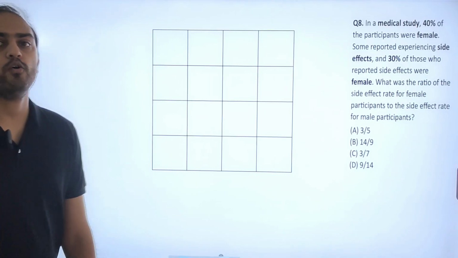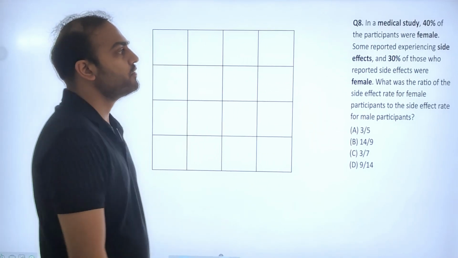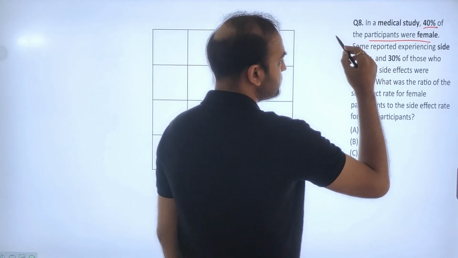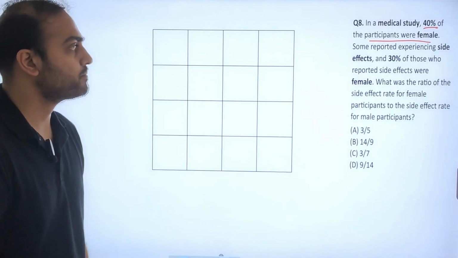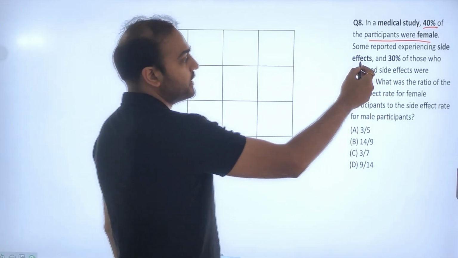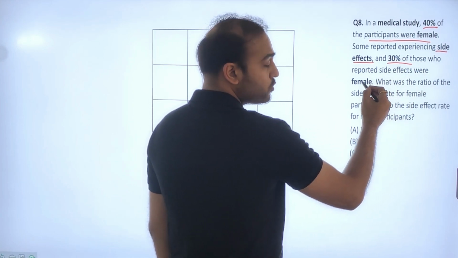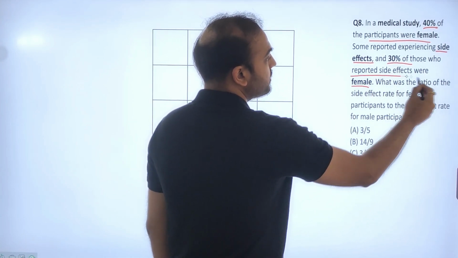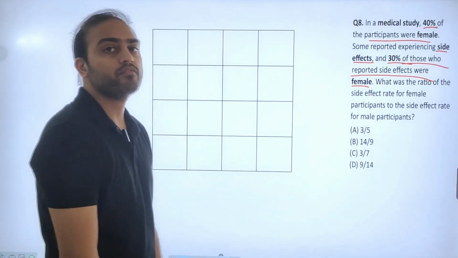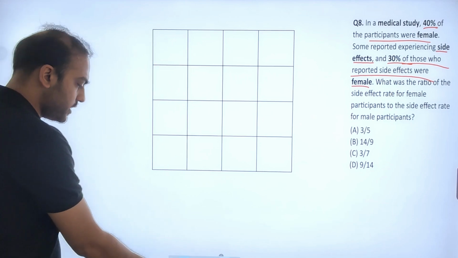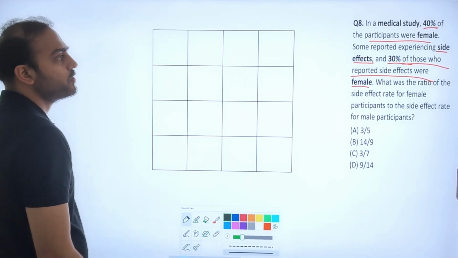Alright, I hope you have read the question. So here we know we have 40% of the participants are female. Some of these are experiencing side effects. 30% of those who report side effects were female. This line is again important for us to understand. We'll come to that. Let's start with the table first and write down whatever we know.